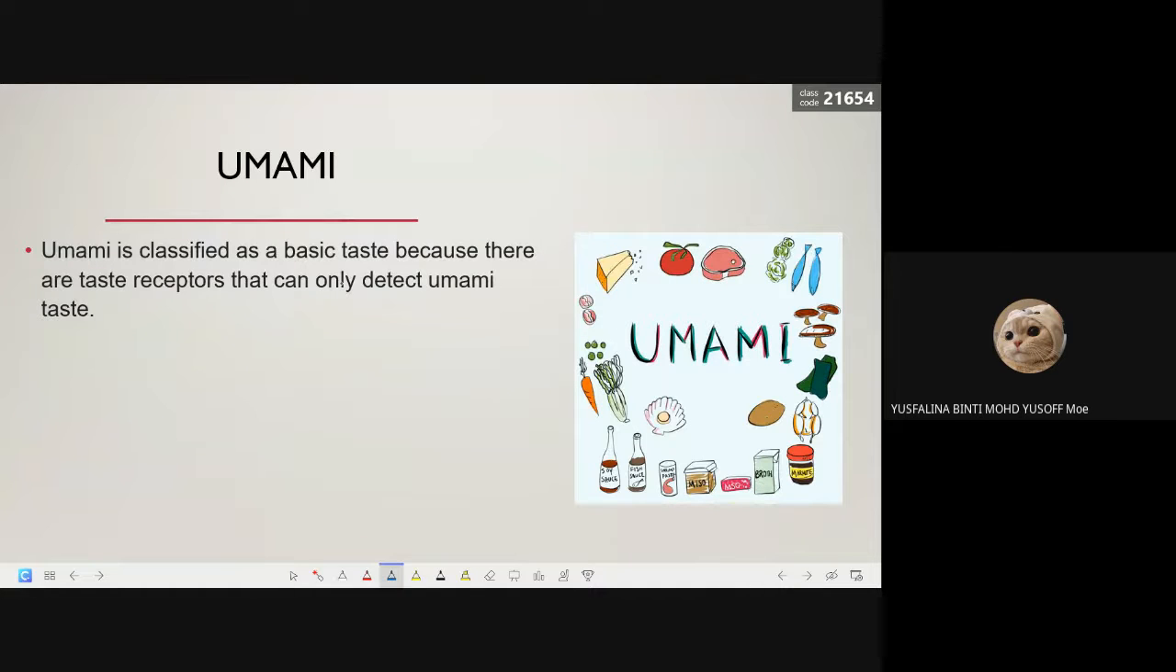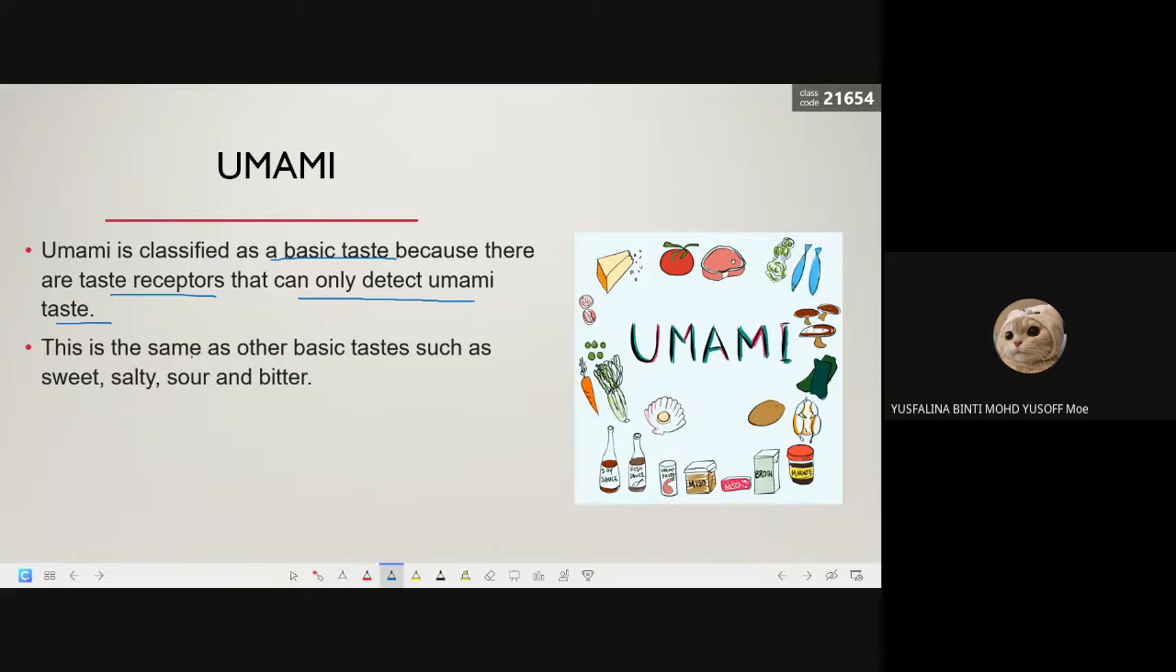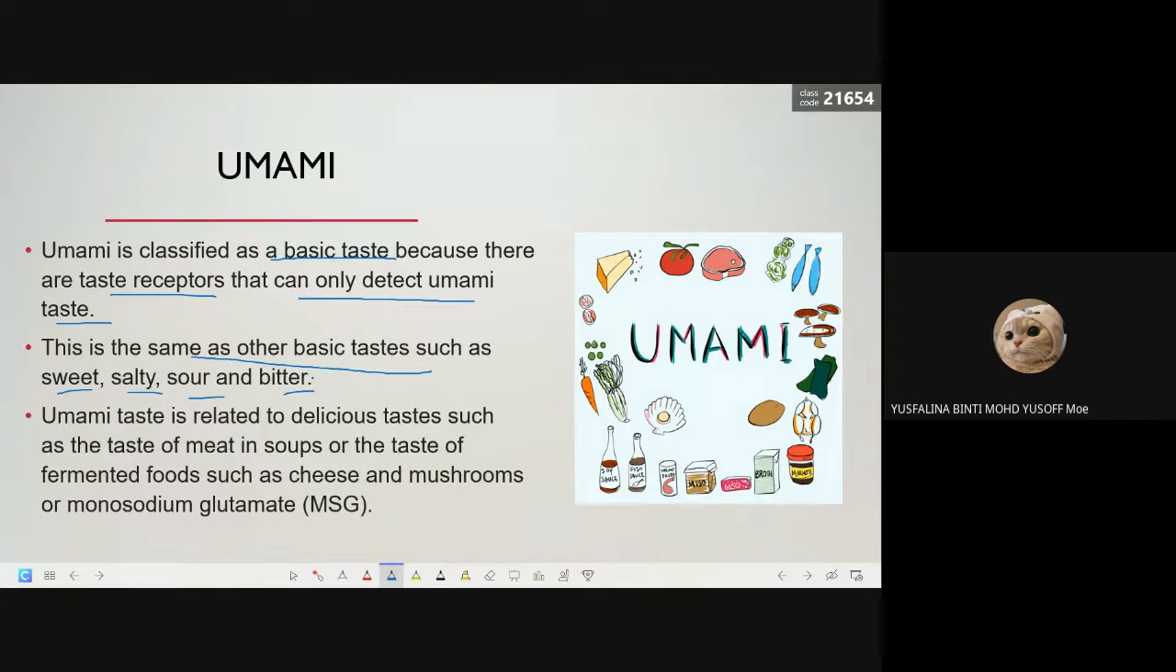Umami is classified as a basic taste because there are taste receptors that can only detect umami taste. This is the same as other basic tastes such as sweet, salty, sour, and bitter. The umami taste is related to delicious taste such as the taste of meat in soup, and the taste of fermented food such as cheese, mushroom, or monosodium glutamate, MSG, the one that we put like salt in cooking. Usually we use Ajinomoto, a brand which is actually a part of MSG.